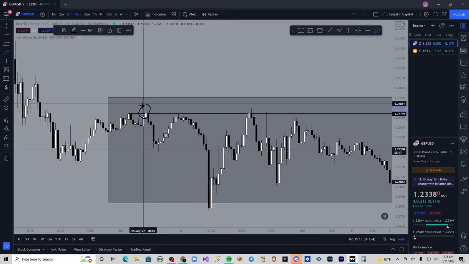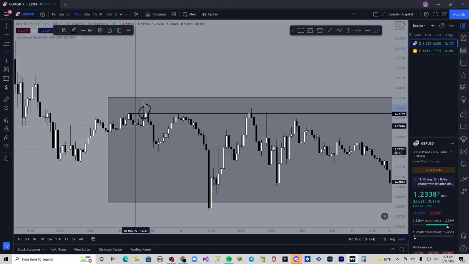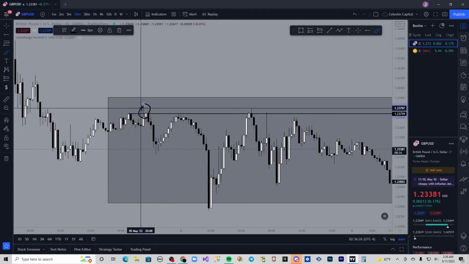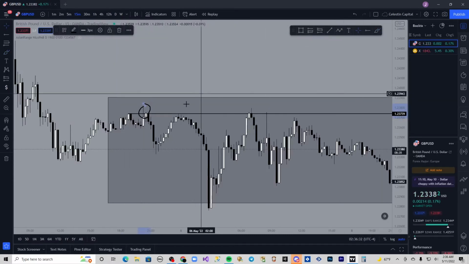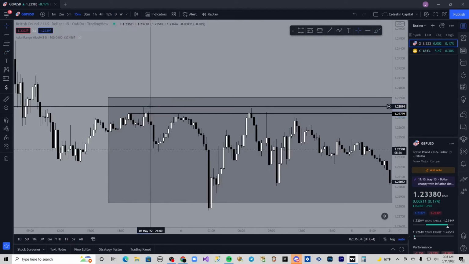Now, this may fake a lot of people into thinking that price is going to continue up and they may hop into buys. This is what we call a liquidity grab. This is not a break of structure. This is what we're talking about today. This is not a break of structure, guys. This is simply a liquidity grab. What we want to see is price close below some kind of structure or close above some kind of structure.